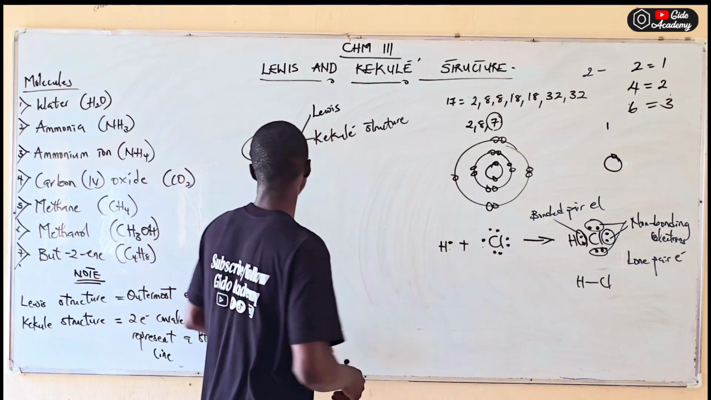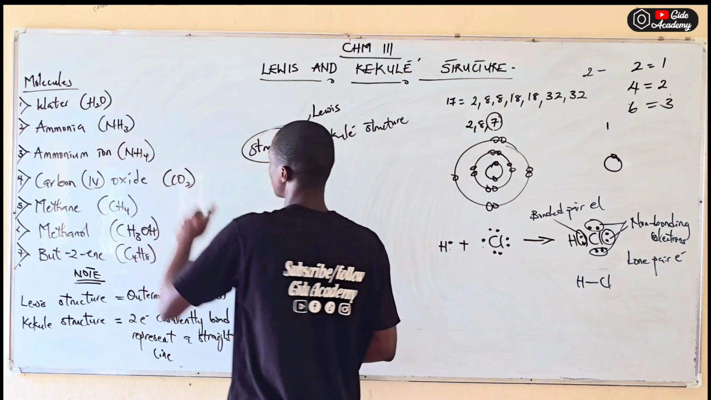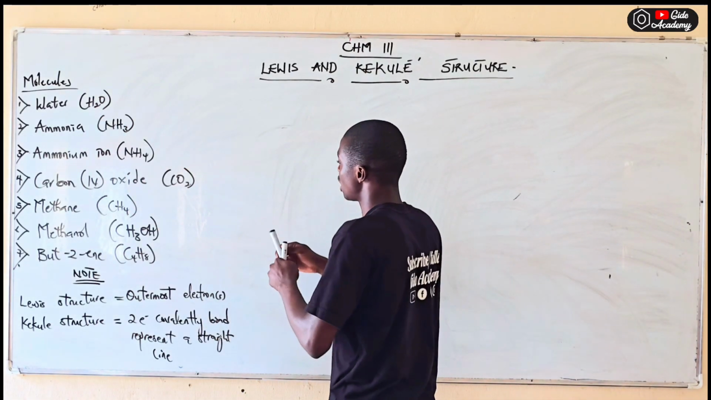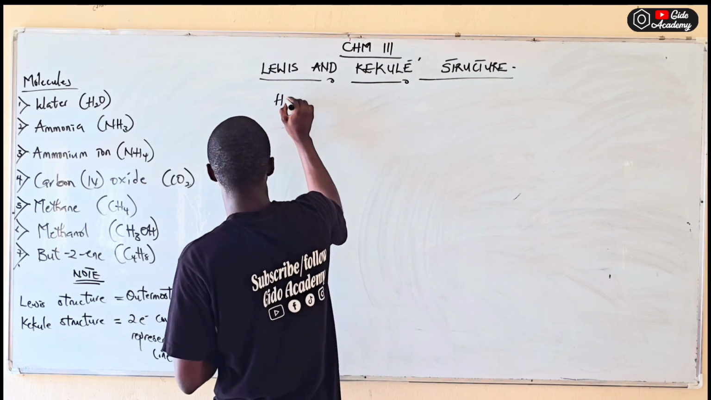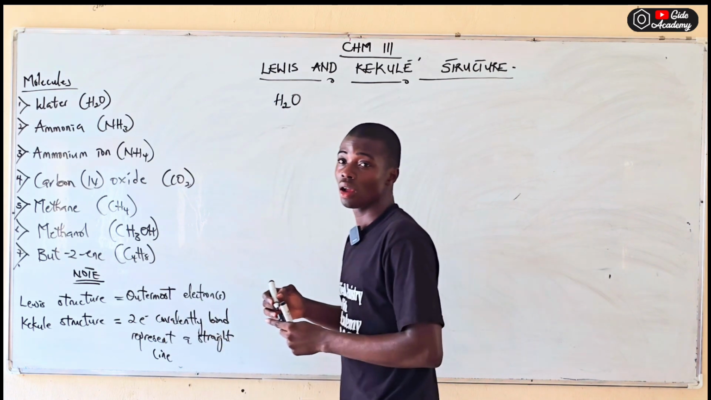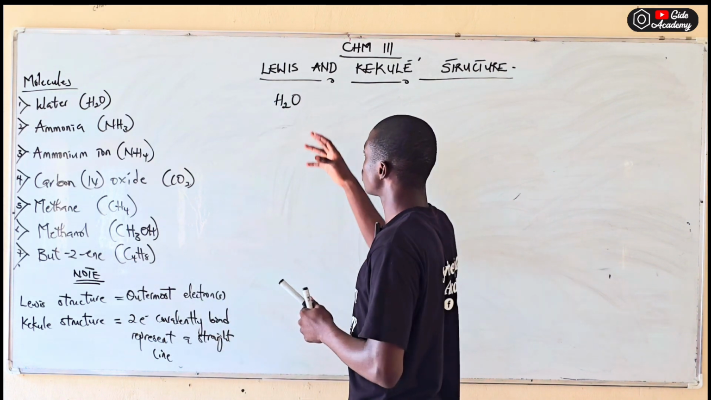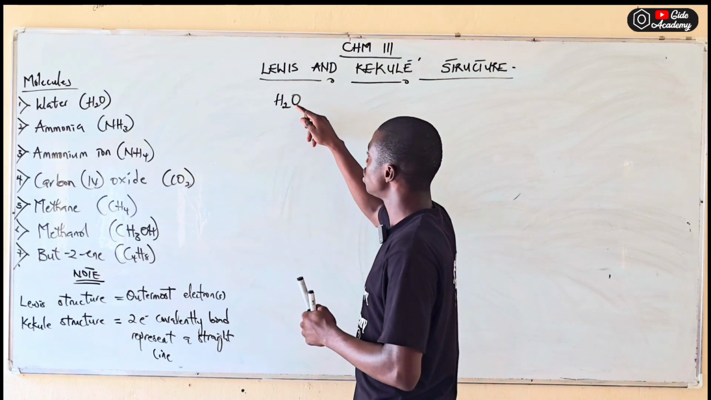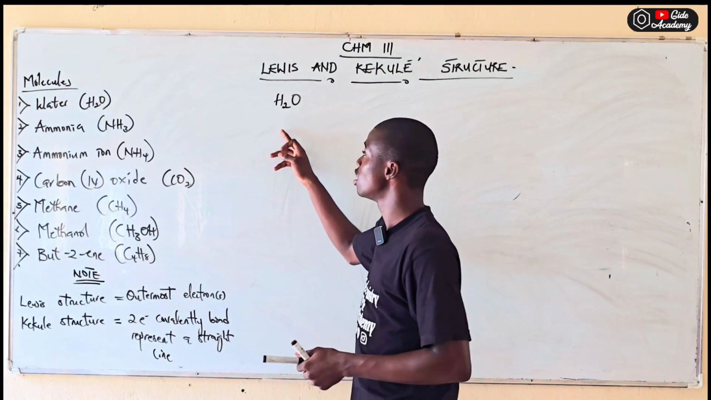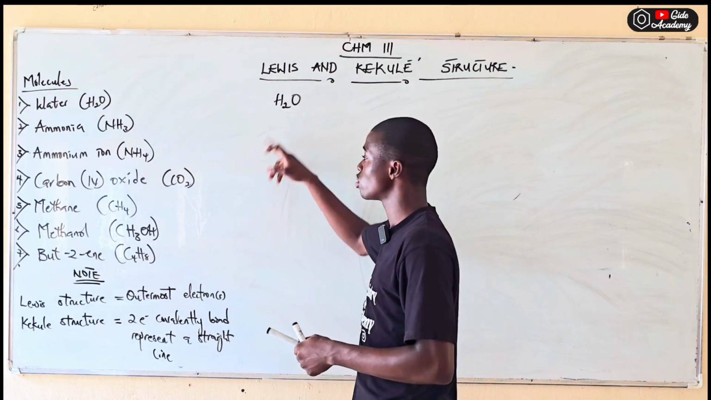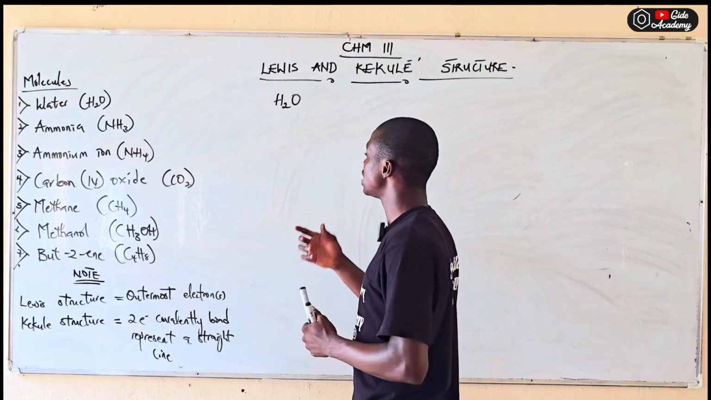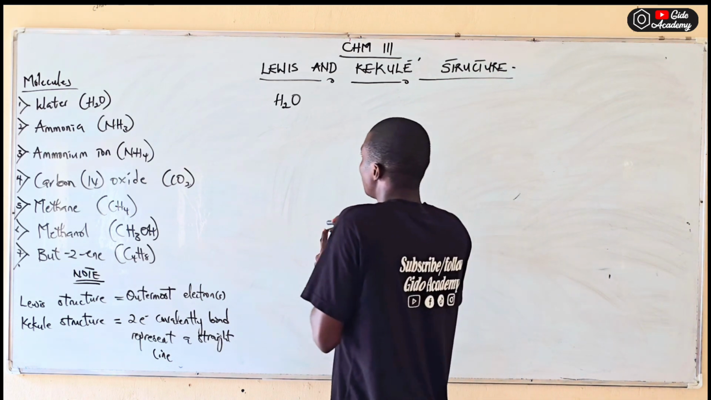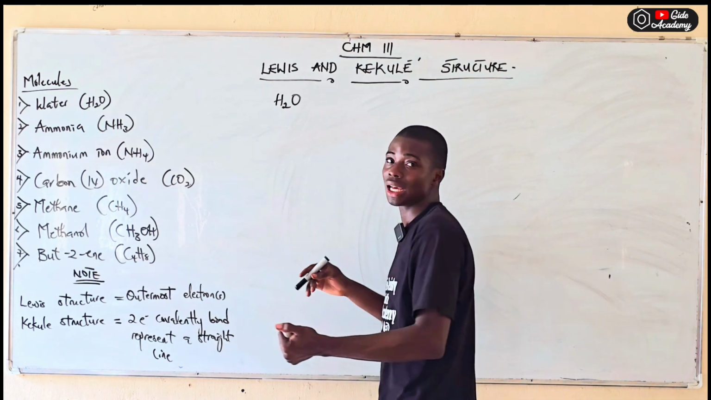Let me quickly show you the first one we have there, which is water. This is the formula for water, H2O. First of all, which of the elements will be the central element, hydrogen or oxygen? The answer is oxygen, because oxygen is 1 here and hydrogen is 2. The element with the lower number will always be the center, while the one with the higher number will be by the side.